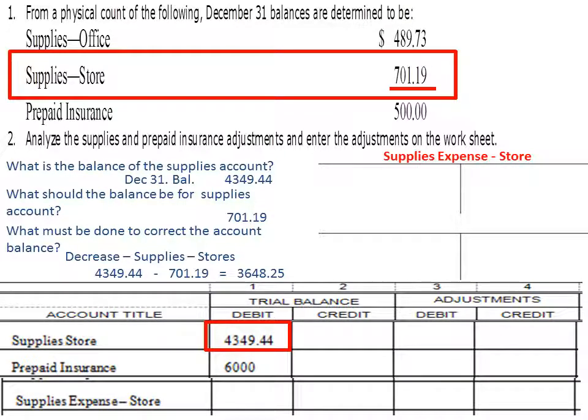We have two different accounts that we're going to use. The first account is supplies expense store, because that's going to show what we used. And then ultimately supplies store. We need to decrease the value.